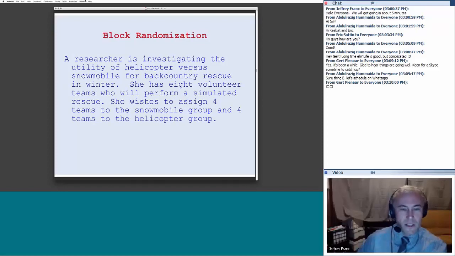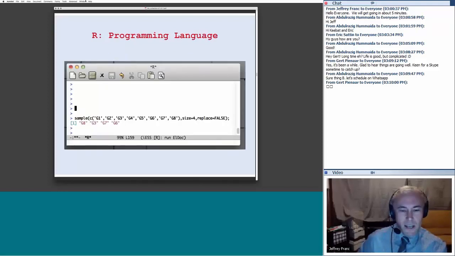So here's an example. A researcher is investigating the utility of a helicopter versus snowmobile for backcountry rescue in winter. She has 8 volunteer teams who will perform a simulated rescue. She assigns 4 teams to the snowmobile group and 4 teams to the helicopter group. So small group, we want to make sure it's equal. There are a number of ways to do this. Almost all statistical programs will have this sort of very simple interface. This is the statistical program that I use called R, and you just ask it to sample by taking 4 out of that group of 8.